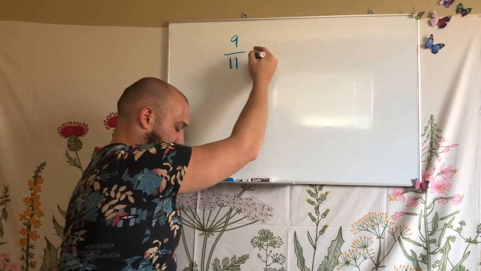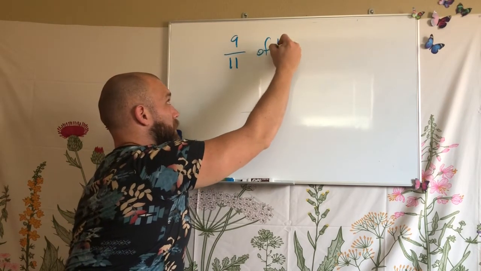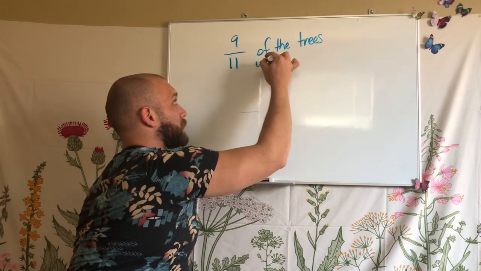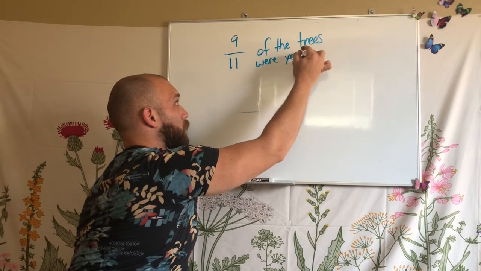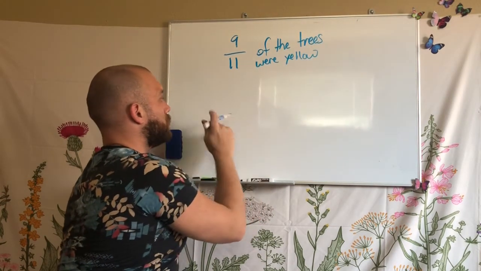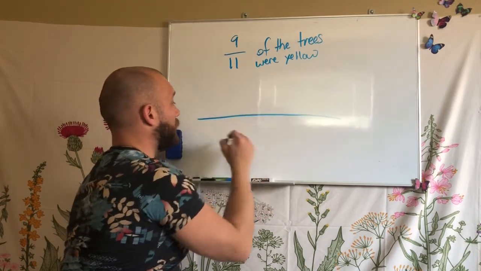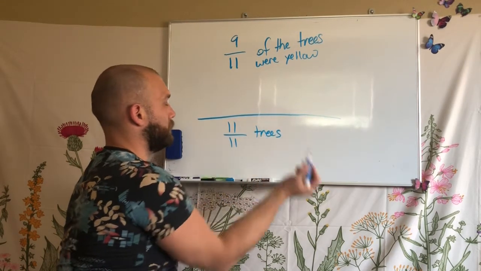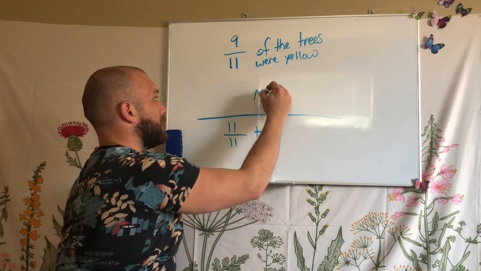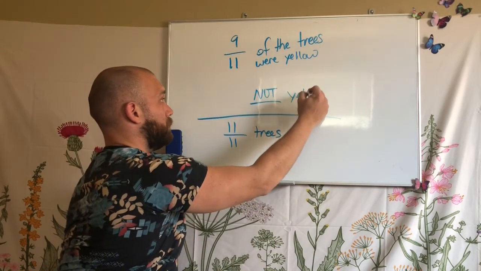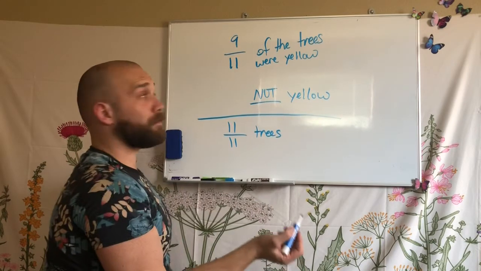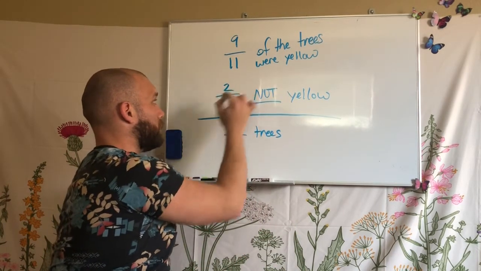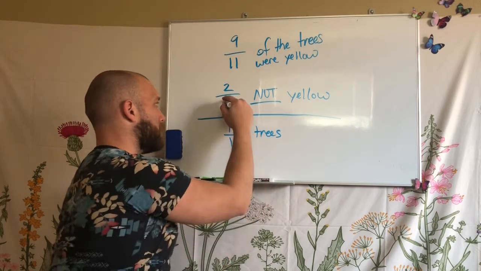9/11 of the trees were yellow. So I know I would have 11 out of 11 trees in all. How many were not yellow? Must be close to fall if that many are yellow. So what's left over? 2. My denominator stays the same, 11.